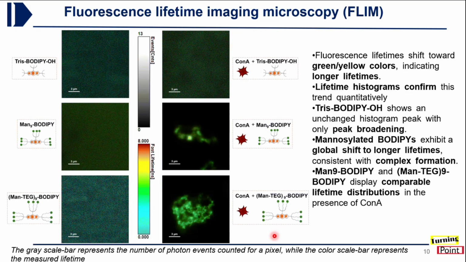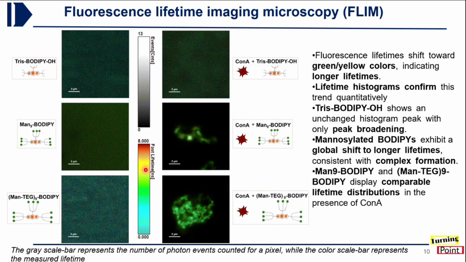So here is the data, and here we can see these color lines, from the blue color to the red color. The red color basically represents 8 nanoseconds and the blue color represents 0 nanoseconds. So according to this, we can identify how much lifetime our fluorophore has. It will present the measured lifetime.